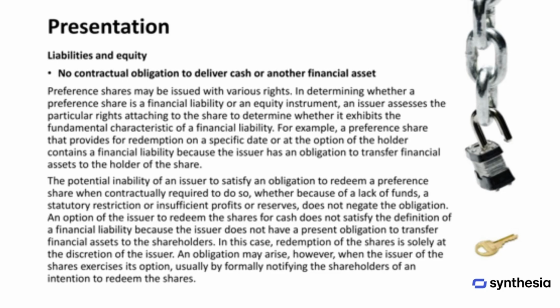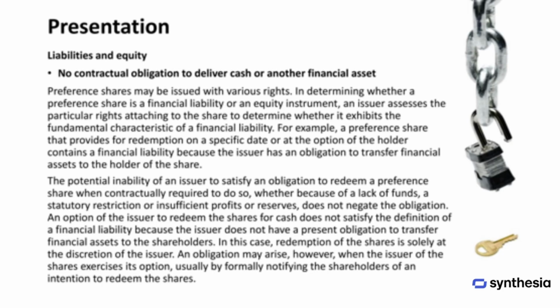Presentation, liabilities and equity: no contractual obligation to deliver cash or another financial asset. Preference shares can carry different rights. To determine whether a preference share is a financial liability or equity, the issuer examines the specific rights attached to the share to see if it creates a present obligation to transfer financial assets. For instance, a preference share that must be redeemed on a set date or at the holder's option is a financial liability because the issuer is obligated to transfer financial assets to the shareholder.